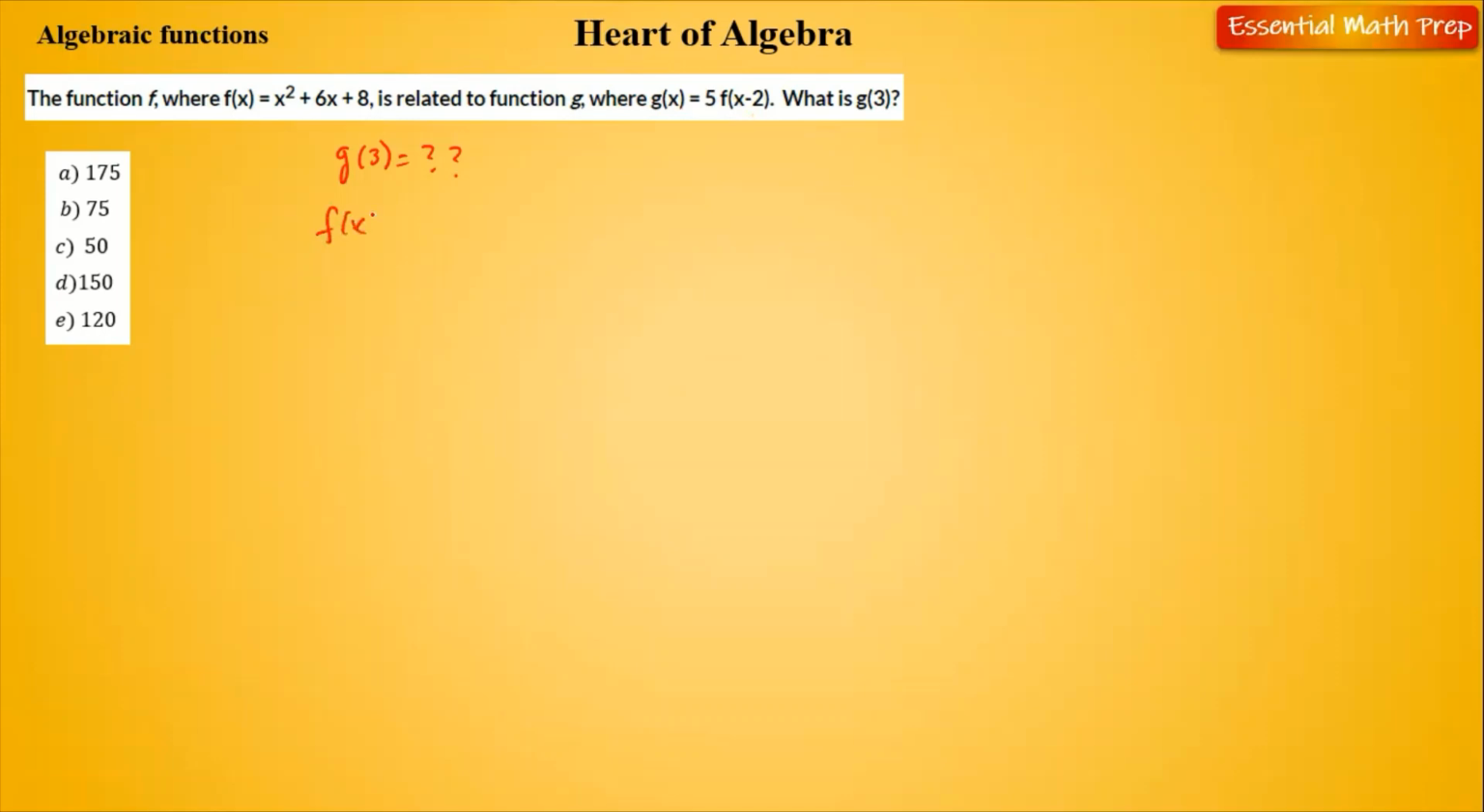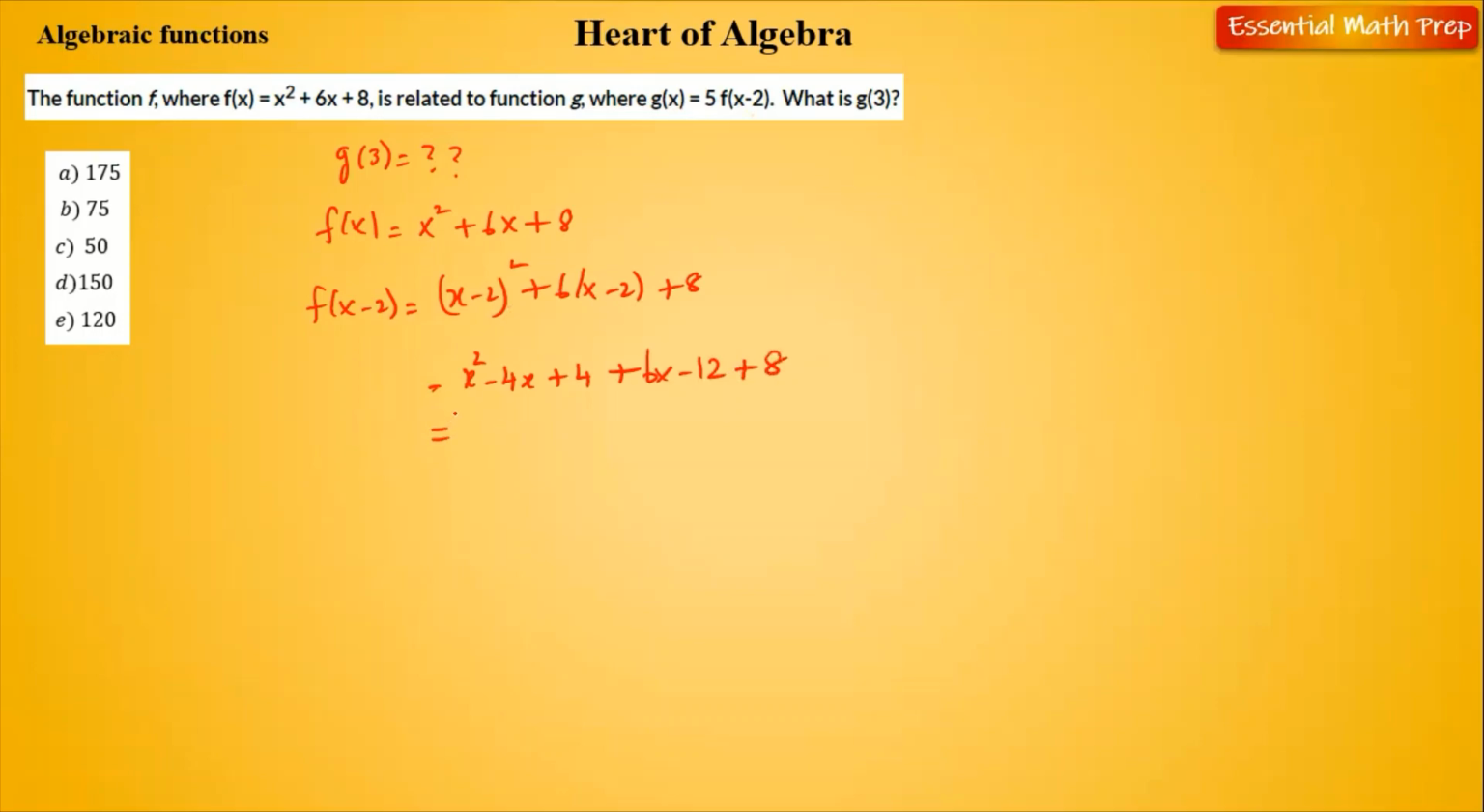So we know f of x equals x squared plus 6x plus 8. So what is f of x minus 2? Well, that will be x minus 2 squared plus 6 times x minus 2 plus 8. So this is nothing but a minus b squared. So that will be x squared minus 4x plus 4 plus 6x minus 12 plus 8.